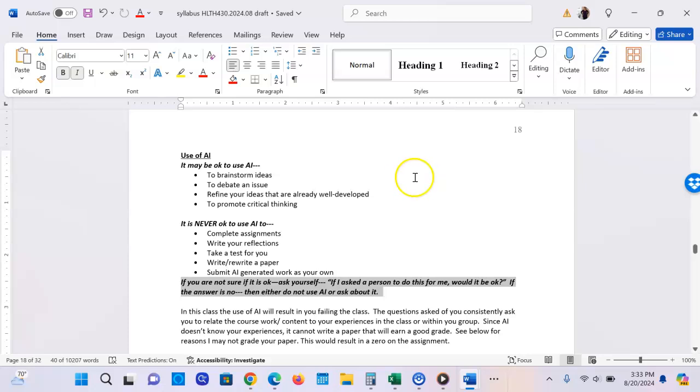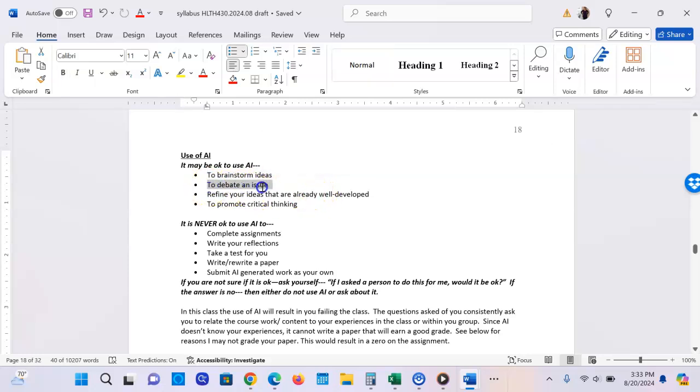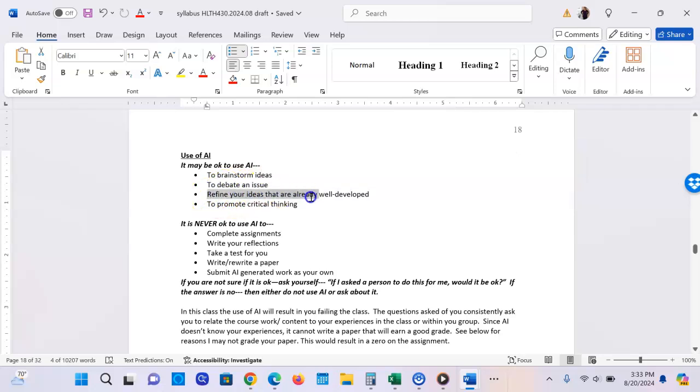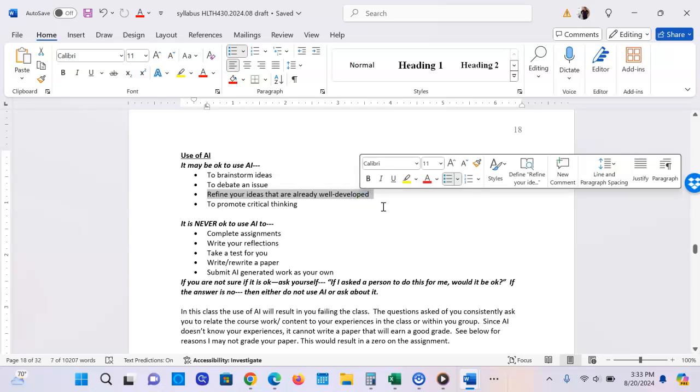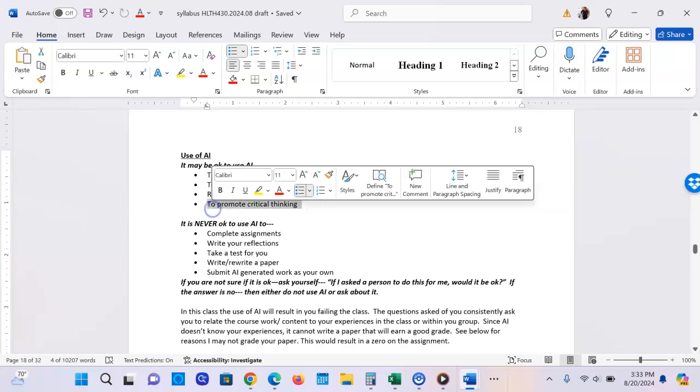So, for example, if you asked a human being to brainstorm with you, that's okay. If you wanted to talk to someone and debate an issue, that's okay. If you gave them your ideas that are already well developed and asked them for their input, that's okay. If you're doing something to promote your own critical thinking, that's okay.